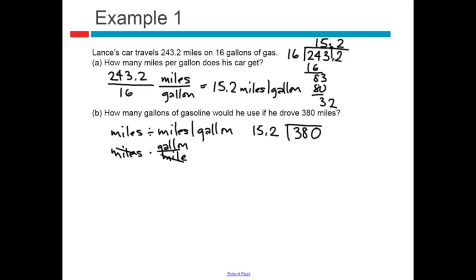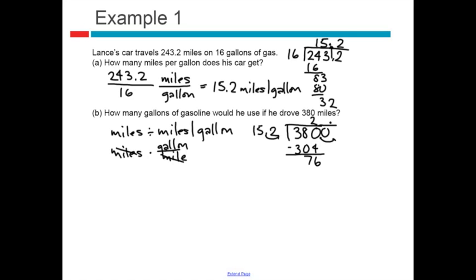I need to multiply both sides by 10. I need to multiply the divisor by 10 and the dividend by 10, and I move the decimal one place to the right. When I do that, 380 divided by 152 is 2. 2 times 152 is 304. I have 76 as a remainder.